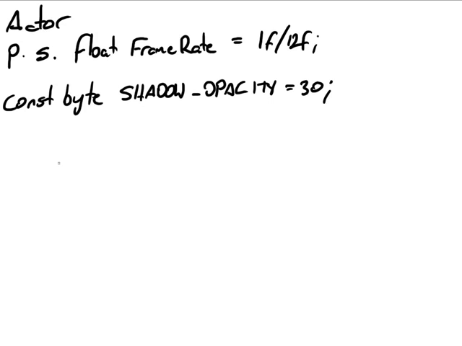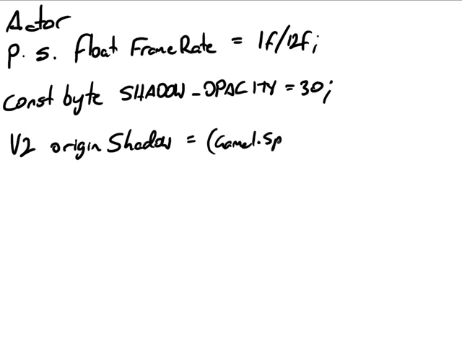What else do we need to add in on our actor? We need to have an origin. So Vector2, we'll call this one origin shadow. And where do we want that one to be? Well, let's just write it out here. Game1.spr character shadow dot width divided by 2, but we don't want it smack bang in the middle of the texture. We want it at game1.spr character shadow dot height.